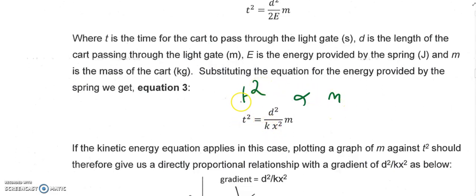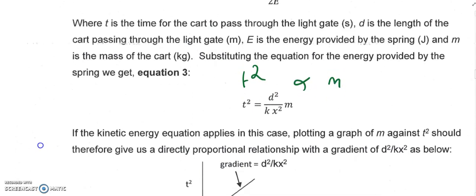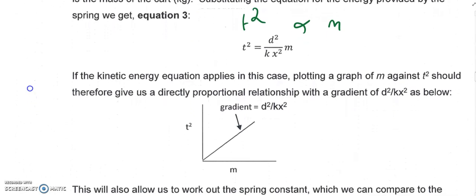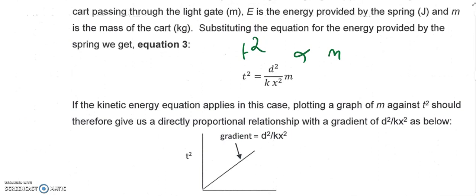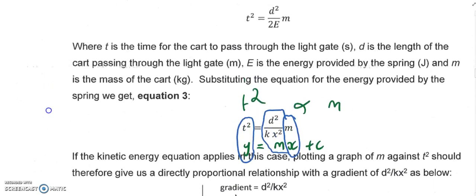So I've just written here that the time squared is proportional to the mass. And what we're now going to show is what it is we're going to plot as a result of that. So this is in the form y equals mx plus c, where m is the gradient. So this means we're going to be plotting the time squared on the y-axis, the mass on the cart on the x-axis, and we expect the gradient to be d squared over kx squared, where d and x we've defined over here.